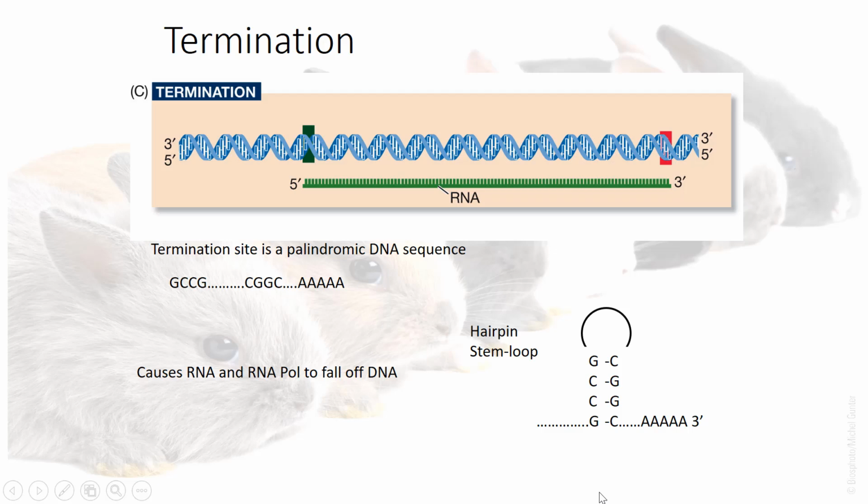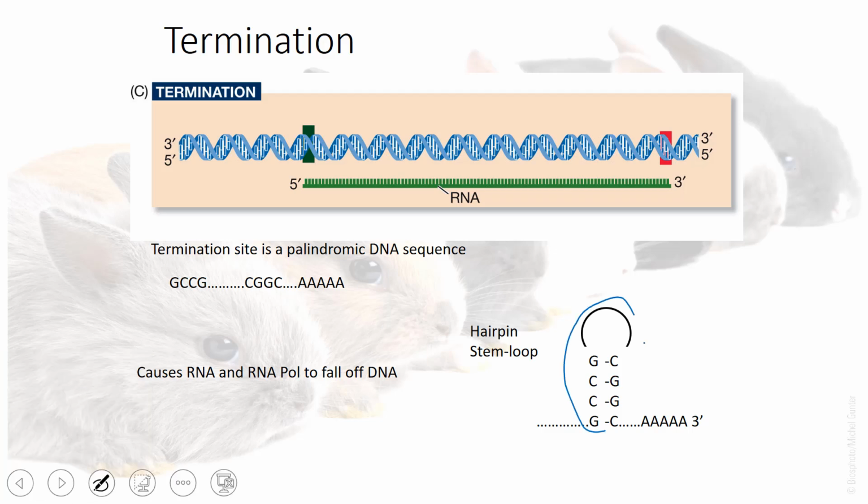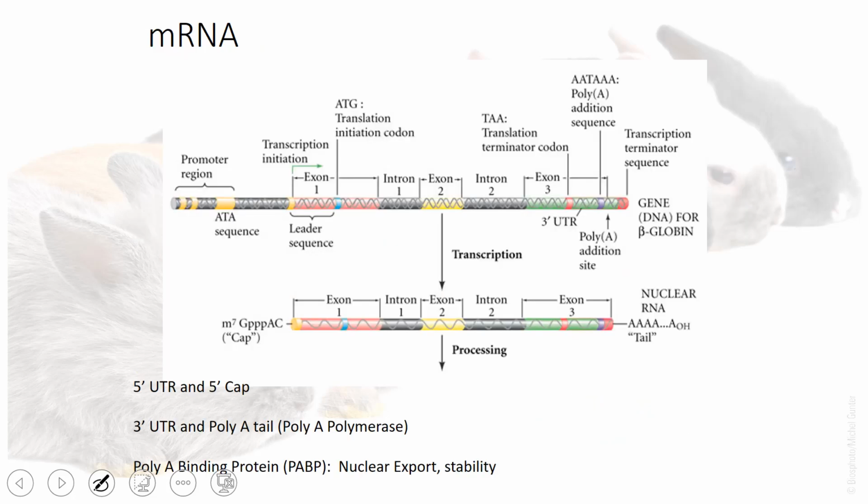All right. So you create this structure here that basically distorts the ability of RNA polymerase to remain attached to the template strand. It tugs on it, if you will, causing the RNA polymerase to fall off the DNA, releasing the DNA and releasing the RNA transcript. So again, in between transcription and translation, there are 3 steps of RNA modification.